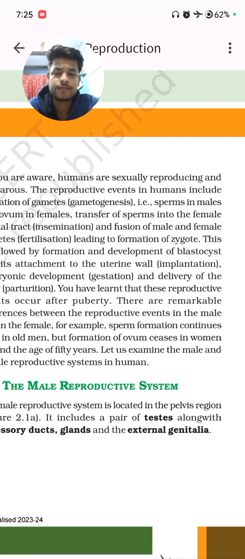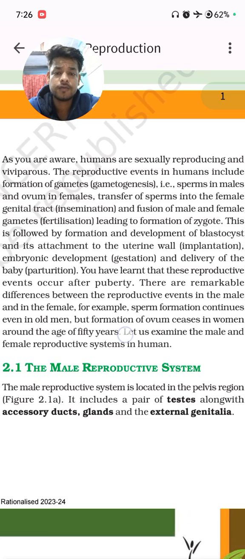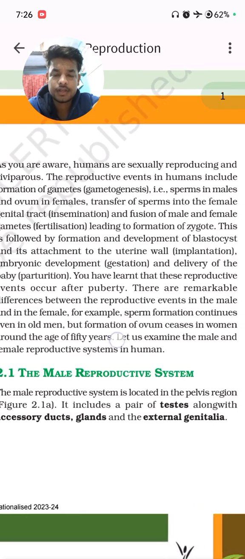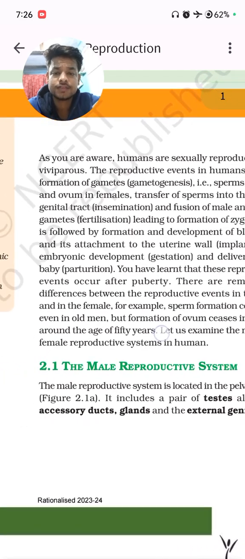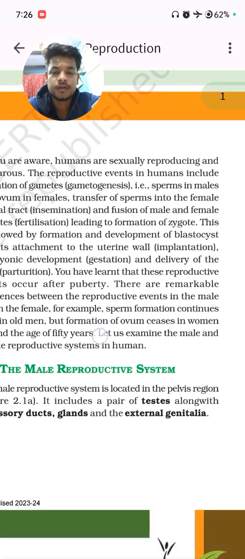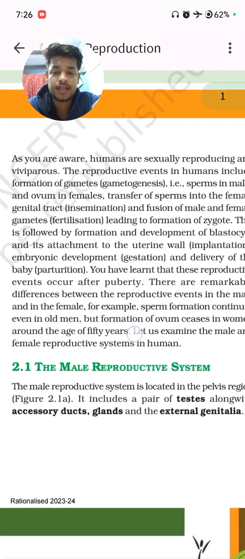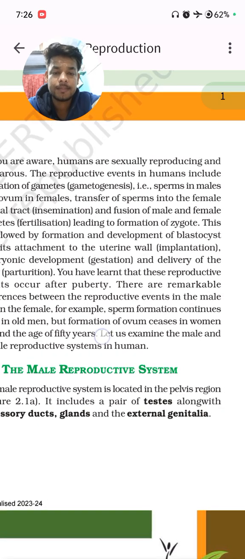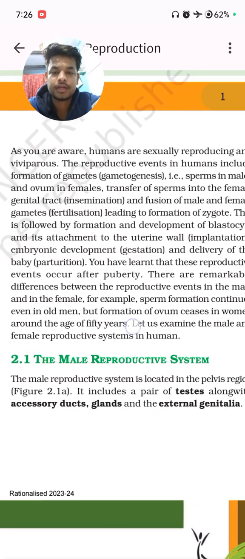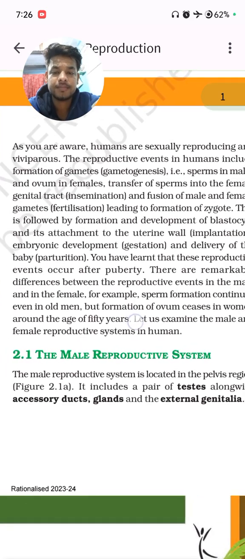Insemination and fusion of male and female gametes, fertilization, lead to formation of the zygote. This is followed by the formation and development of the blastocyst, and its attachment to the uterine wall, implantation, embryonic development, gestation, and delivery of the baby.